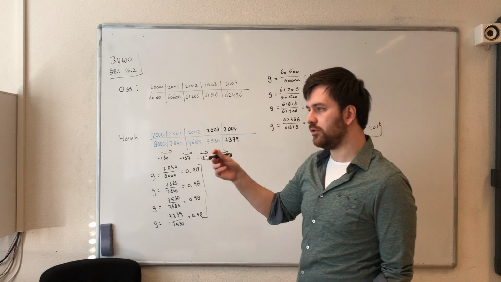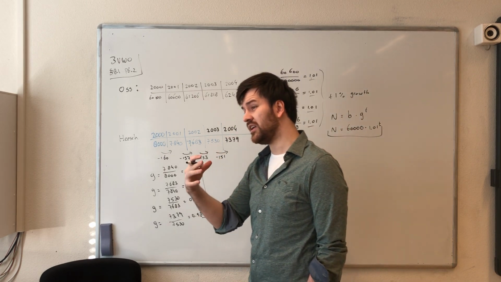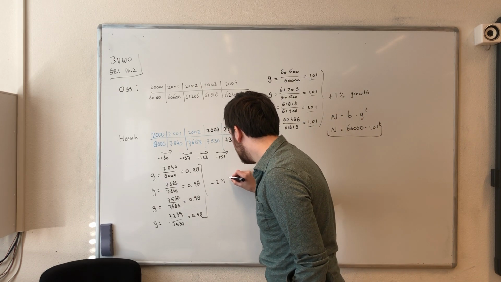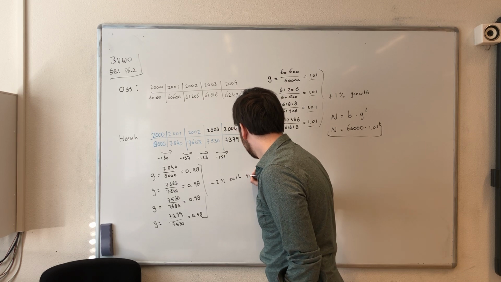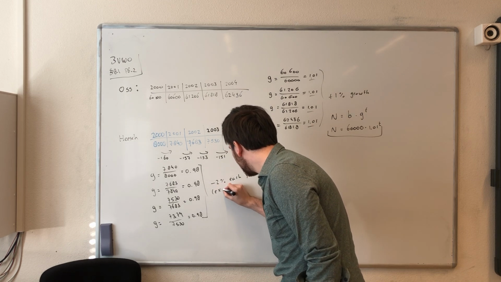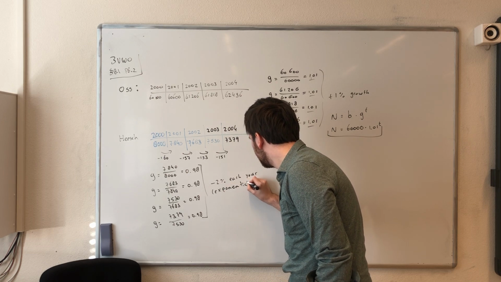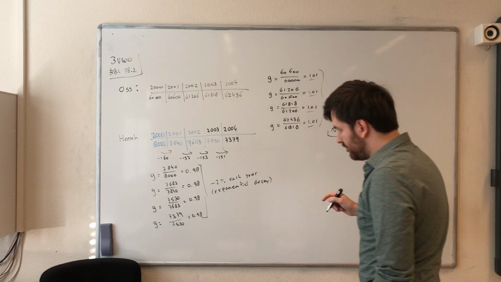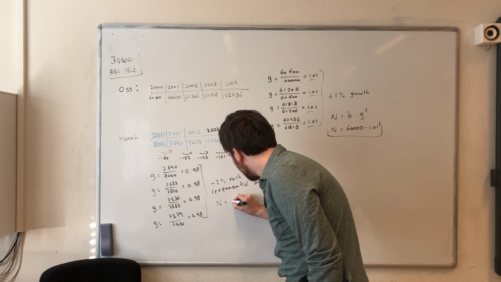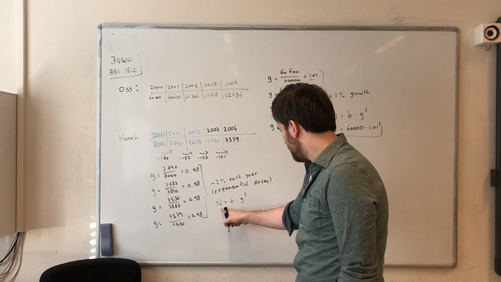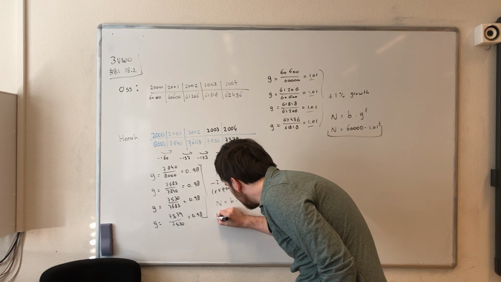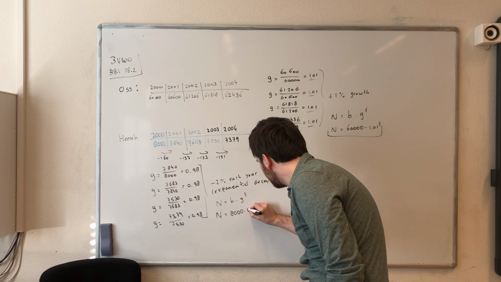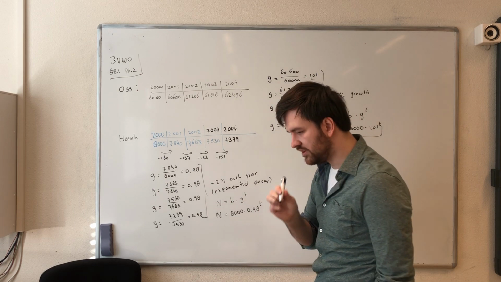And 0.98 basically means you're left with 98% after every single year, so minus 2% each year. And this is called exponential decay. Okay, we can also find an exponential formula for that. Our starting point is 8,000. We're going to multiply that with the growth factor to the power of t.